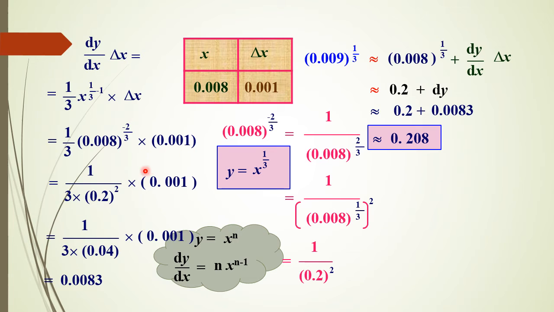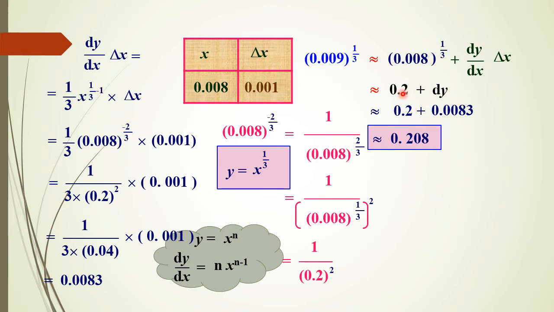So after you simplify the full term, you'll get this result. This is the value of dy by dx into delta x. Put it over here in the standard form. Already we have substituted the cube root of x as 0.008 whole raised to 1 by 3 plus its value, 0.0083.